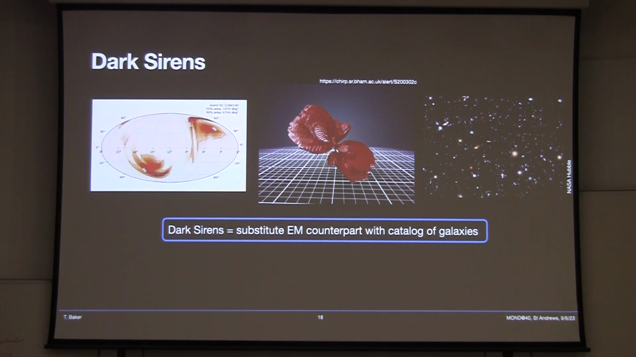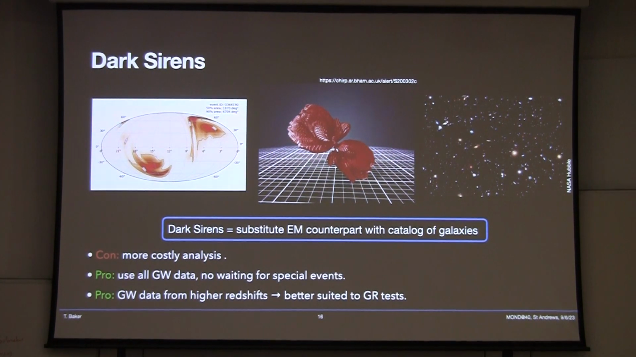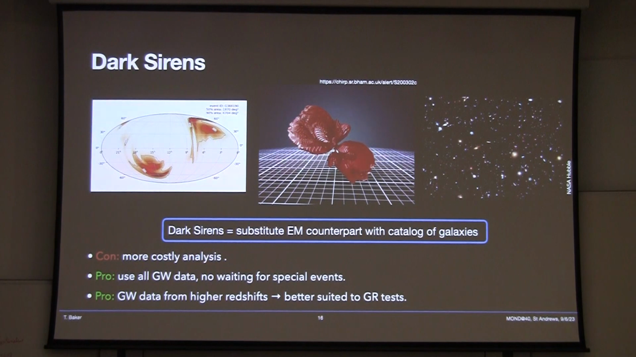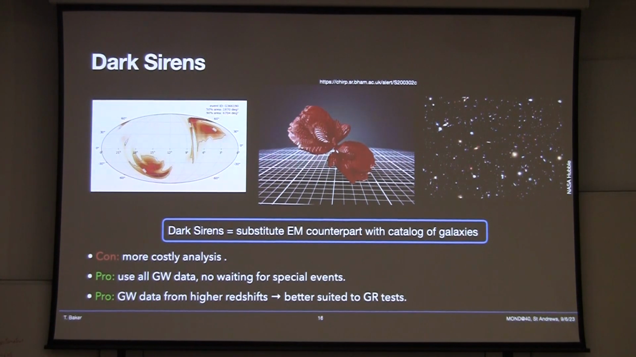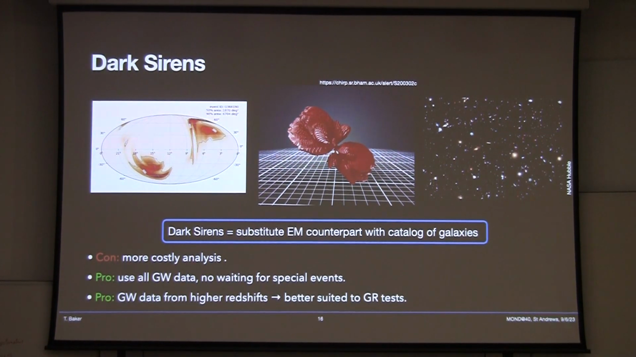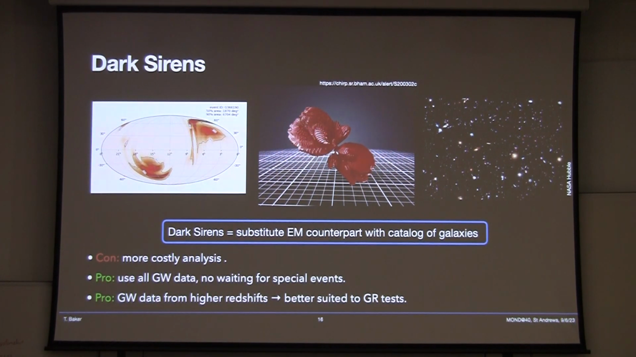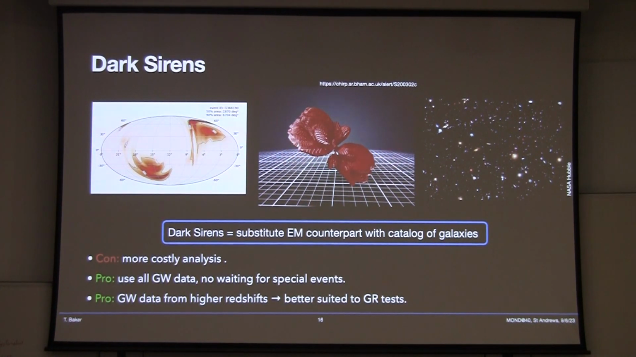Okay, so this is what I've said. We substitute the EM counterpart with a catalogue of galaxies. And the downside is that this is a more costly analysis. I'm not going to take you into the hierarchical Bayesian formalism behind this today. We don't have time, but there is a full formalism behind this. But as I said, the pro is we use all our data, and we get to use our data from higher redshifts, which, as we've seen, are better suited to these tests of gravity.